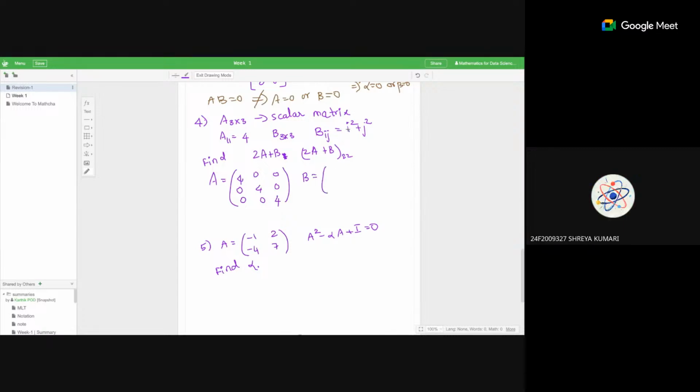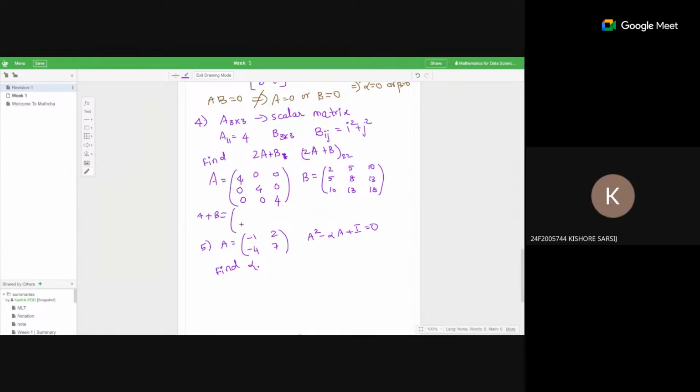Okay, now what about the matrix B? The first element is 2, then 5, 10. The diagonal entries are 2, then 8, 13, and 18. Okay, so now you know what is A and B, so you can easily find what is A plus B.